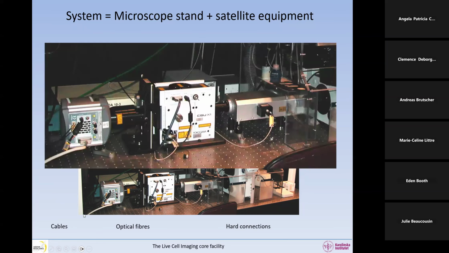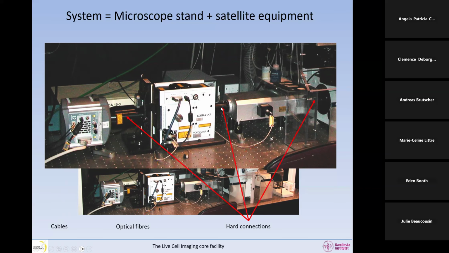It can be cables, so I zoom in a little bit so that you can see a bit closer. It could be cables, so these, for example, are cables. It could be also optical fibers. So they look like this. They have some sort of a core. Often they have a core of metal, but sometimes it's surrounded by plastic. And these, you really don't want to bend them. And then we have hard connections like tubes or things like this.